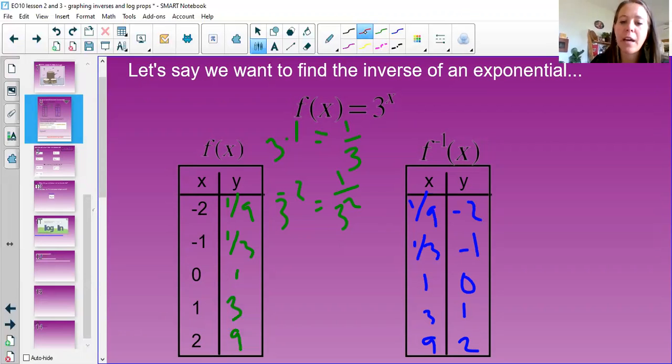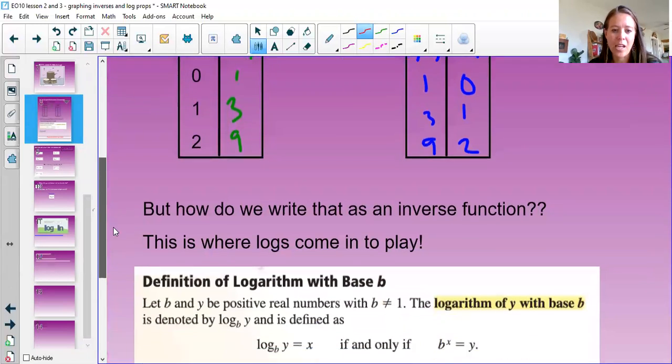Okay, well, we also talked about how we can find this algebraically, and we can switch to x and y's. So if this is my original, y equals 3 to the x, I'm going to switch that and say x is equal to 3 to the y. Well, now hold up, Miss L. How in the world do you solve this, right? Typically, if this was a number, we could figure that out. You could take the square root, the cube root, the fourth root. But with a variable, how do we solve for y here? This is where logarithms come into play.